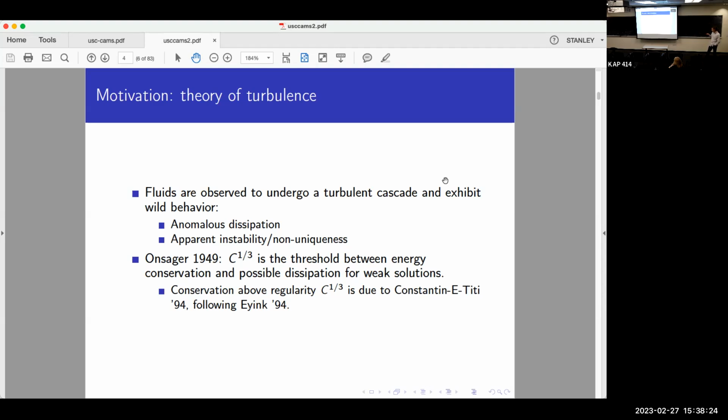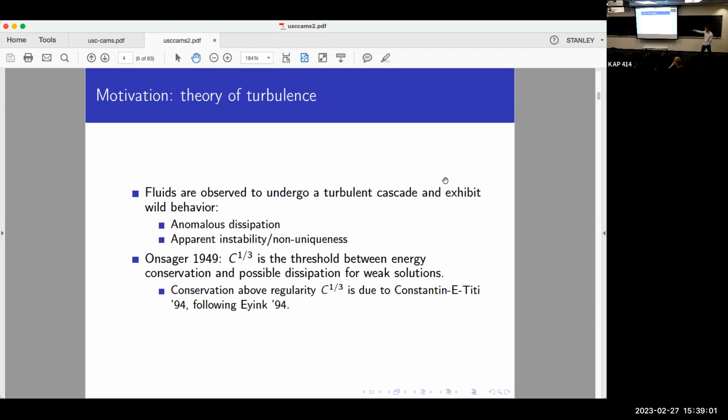The first rigorous proof came in '94 by Constantin and Titi, proving that if you have a solution of Euler which has greater than 1/3 Hölder regularity, then it has to conserve energy. This is a fairly straightforward argument. Just looking at the normal way you would compute energy conservation, keeping track of the appropriate commutators, due to the fact that you can't exactly integrate by parts if you have a vector field that's not continuously differentiable. It turns out 1/3 is exactly the regularity where you can prove conservation.